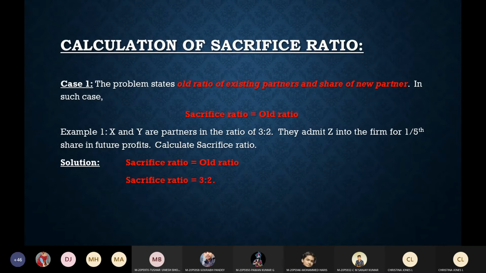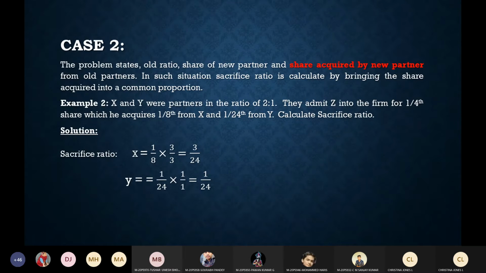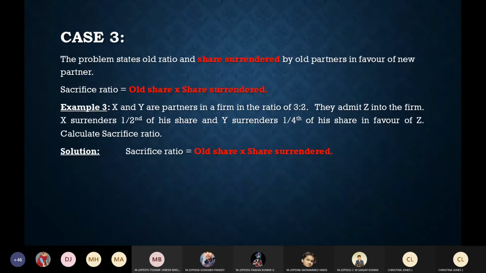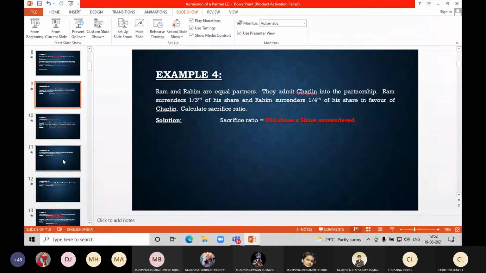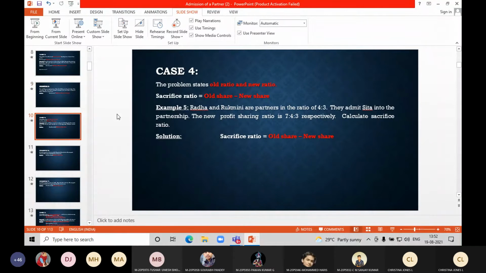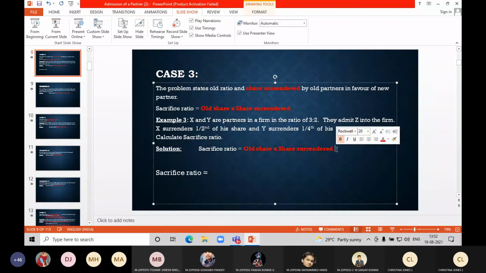Because all sound similar. See, case 2 also acquires 1/8, 1/24. Here also it is in fraction format. How do we identify? After I finish all the cases, I will give you tips on how to identify which case the problem belongs to. Okay, now let's start with this, and I'll tell you which is the most commonly used case, case 2. Where are we? We were in case 3, no? So let's start with the problem.